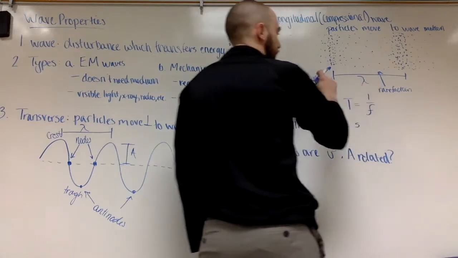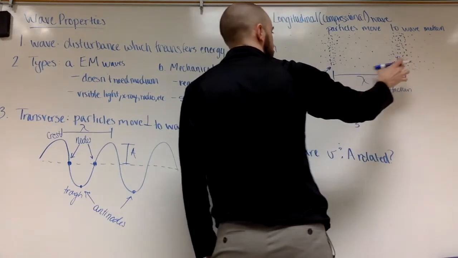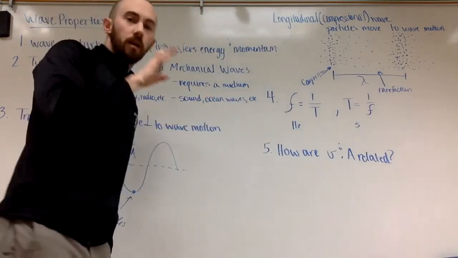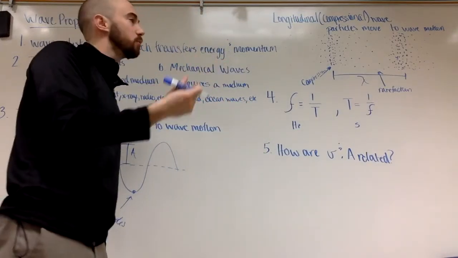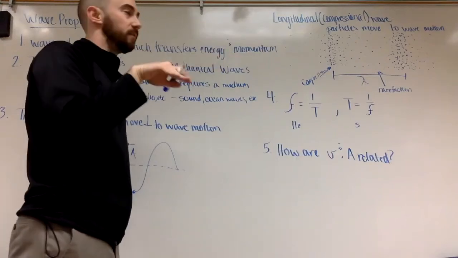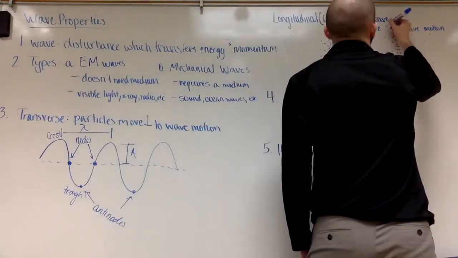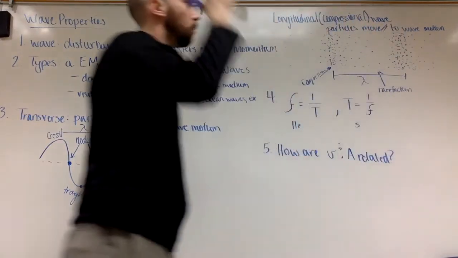Again, a wavelength is just from crest to crest, so compression to compression, or trough to trough, rarefaction to rarefaction. And in this case, the waves are traveling in the same direction as the particles. So the particles move back and forth like this. The wave moves back and forth like this. So they move parallel to wave motion.